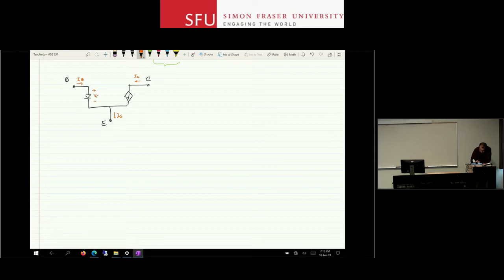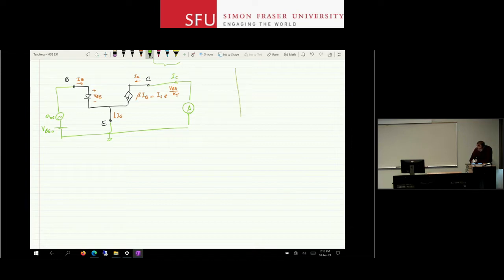So this is VBE, and this is either beta IB or IS e to the VBE over VT, right? And then if you go and attach a voltage source here, and maybe you use this output as, let's say, just measure the current here. Use collector as the output terminal. This is the common node for now. So we're measuring the current here, IC.